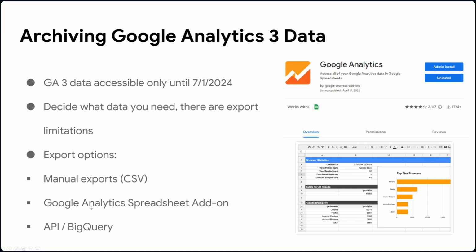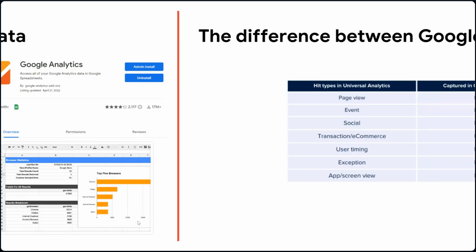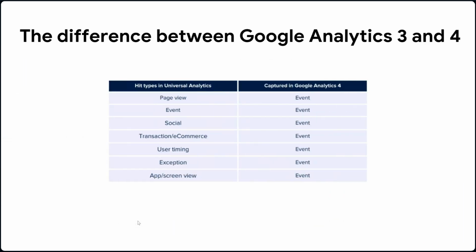And if you're more tech savvy, if you have a programmer on site, etc., you can download data from Google Analytics via API or BigQuery, right? So that's also a way. Again, we'll not cover it today, but if you look up Google Analytics API, you will find documentation online, and you can download data that way as well.